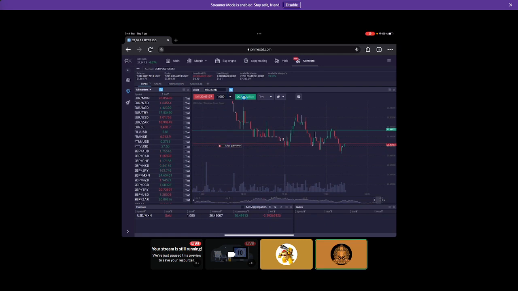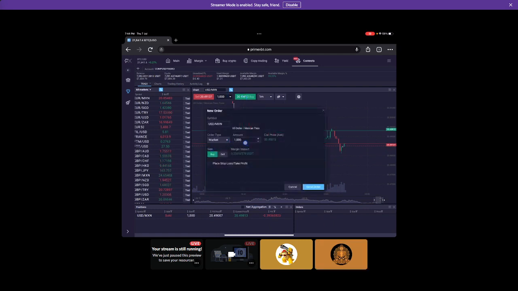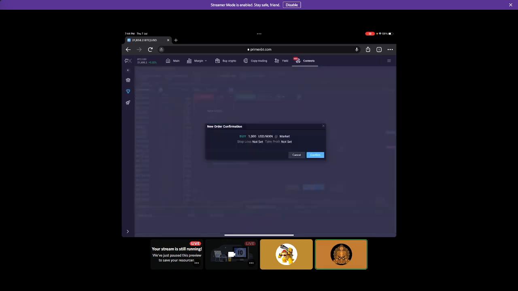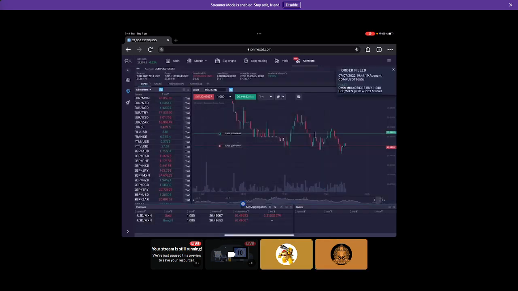And then you can see, for instance, if I take a long, same position size at a market order, this is my entrance, the green line. Send order, confirm. You can now see that I've opened both long and short. So my positions are both hedged.